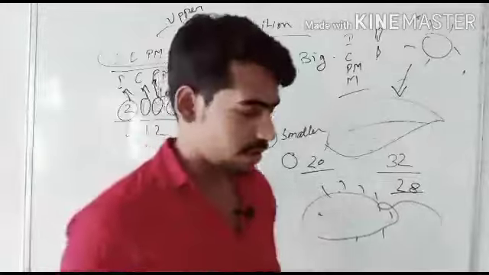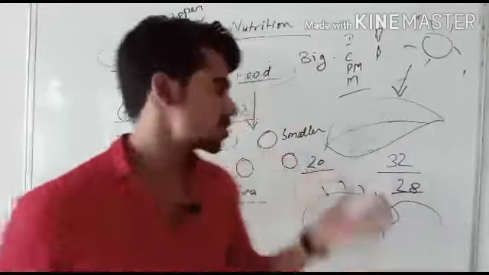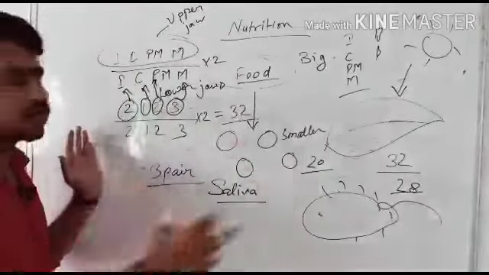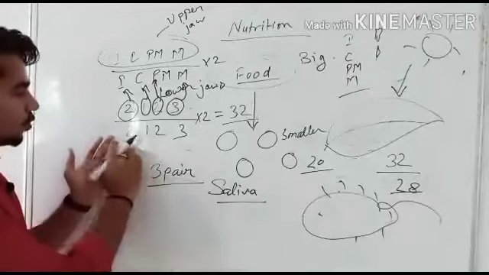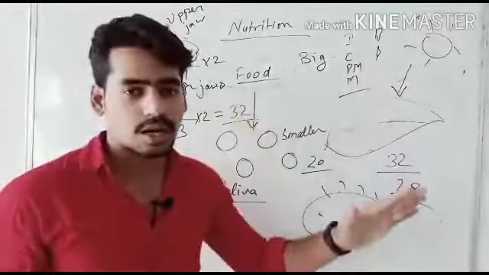You just have to remember, just like in nursery classes, you know 1, 2, 3. You just remember this one number, that is 2, and then simply write 1, 2, 3, and then in the second half 2, then 1, 2, 3. Just multiply it by 2, you get the number 32.